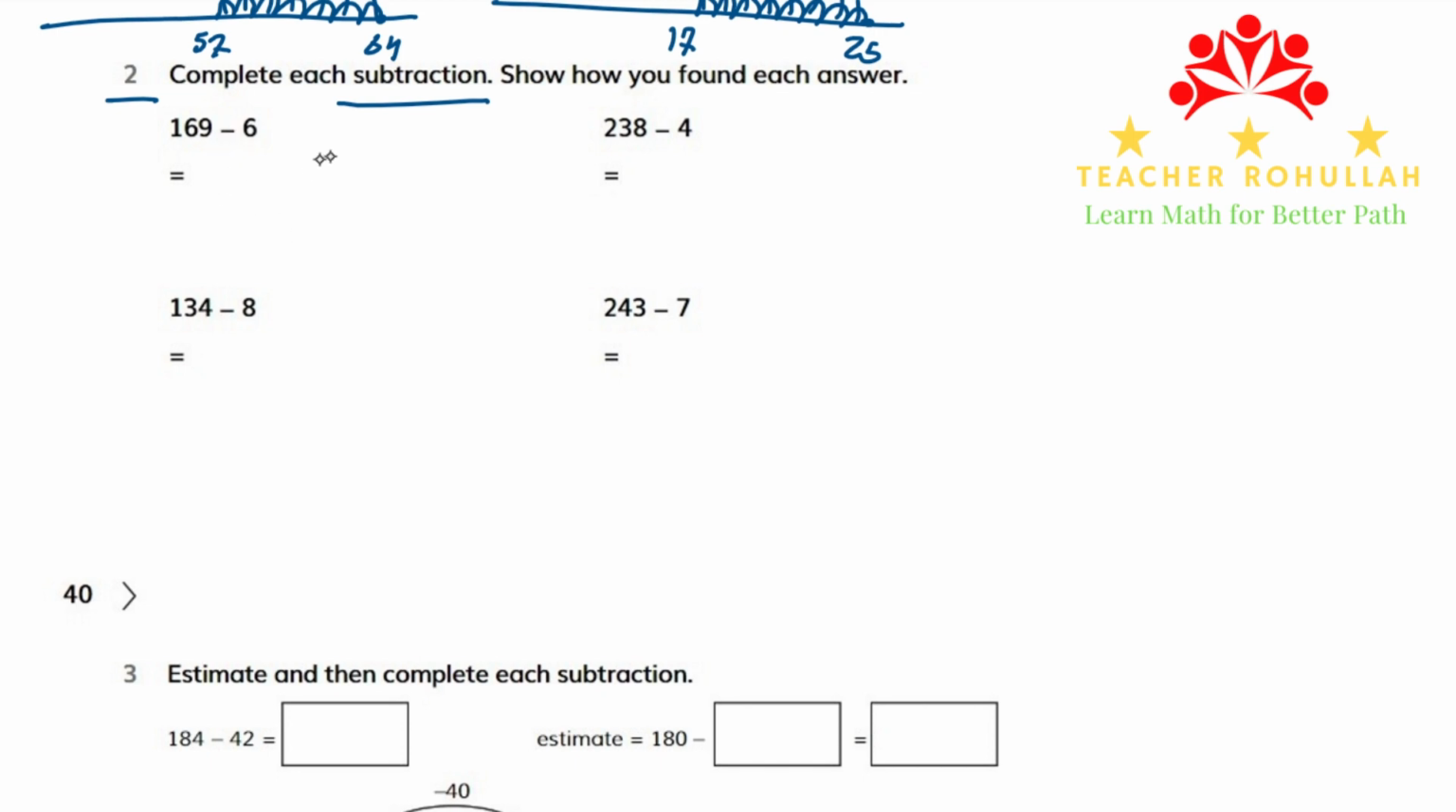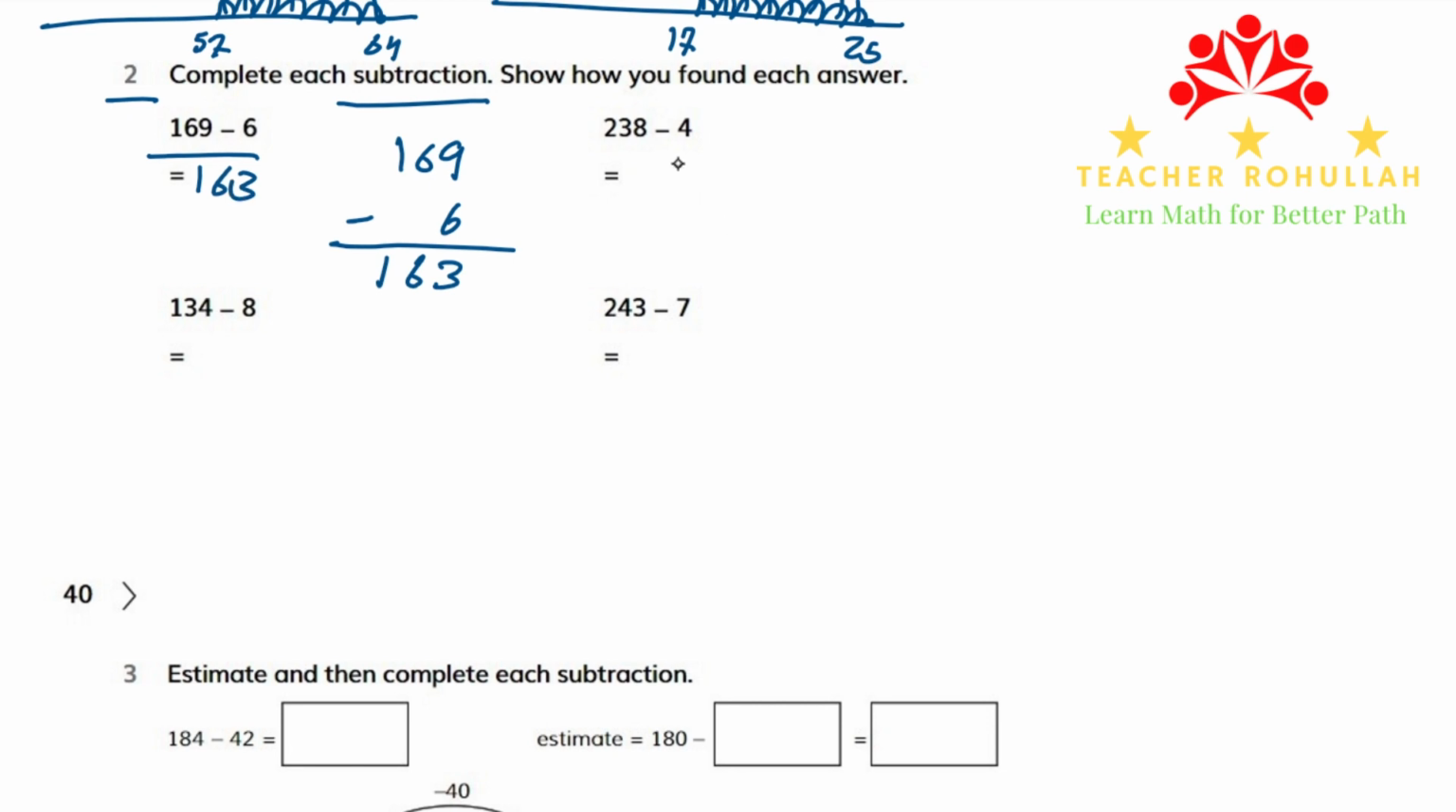The first problem is 169 minus 6. So to write 169 minus 6 in column subtraction, we have to make sure the ones digit is under the ones, the tens digit is under the tens, and the hundreds digit is under the hundreds. Because we have only one digit, we will write it under ones. 9 minus 6 is 3, and 6 minus nothing is 6. 1 minus nothing is 1. So 169 minus 6 will be equal to 163.